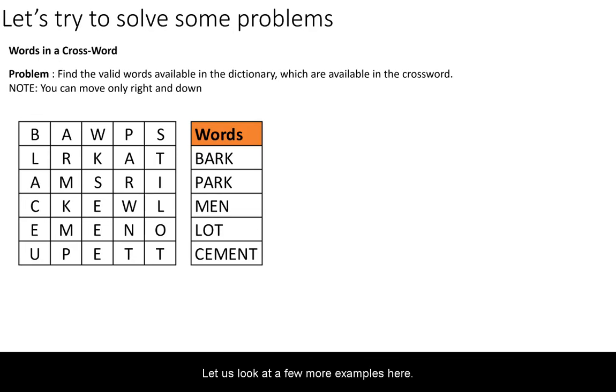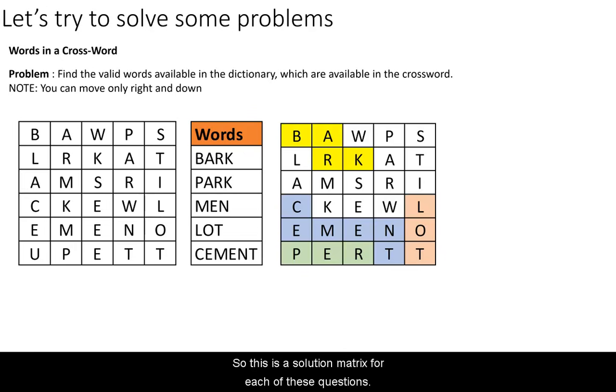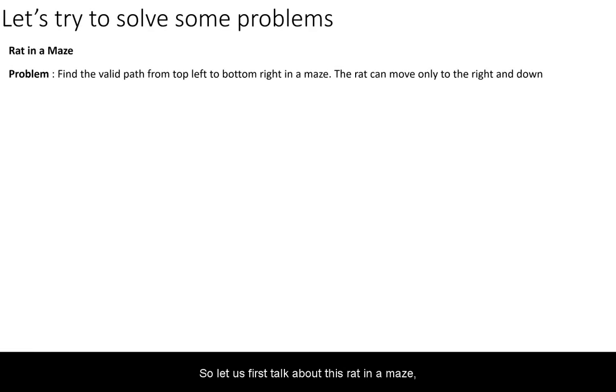Let's look at a few more examples here. So this is the solution matrix, right? For each of these questions where it is available, it's been given here. Let's move on. So let's first talk about this rat in a maze, which is one of the most popular questions for backtracking, right? So with this, we'll explain the concept of backtracking as well.